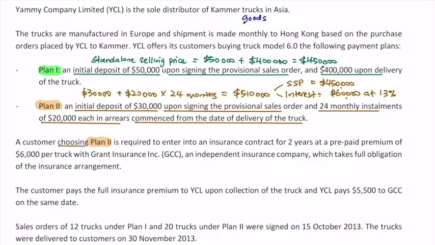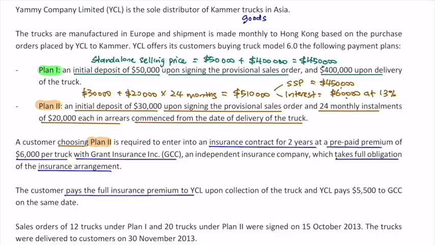Customers choosing Plan 2 are required to enter into an insurance contract for 2 years at a prepaid premium of $6,000 per truck. Whoever opts for Plan 2 must buy insurance coverage for this truck for 2 years with GCC, an independent insurance company with full obligation of the insurance arrangement. The customer has to pay the full insurance premium of $6,000 to YCL upon collection of the trucks, and YCL pays $5,500 to GCC on the same date.